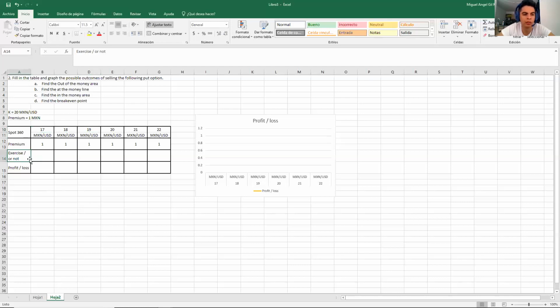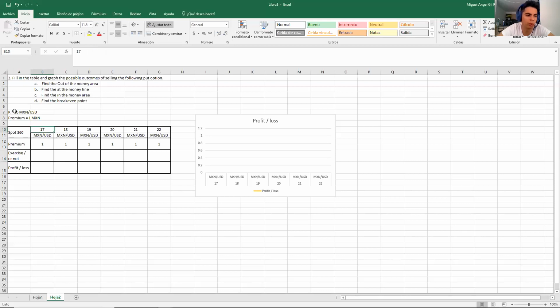And here, if that person exercises, I need to account for the difference. And if that person doesn't exercise, I write down a 0. So let's begin with this problem. So exercise or not at 17. The market is paying 17 pesos per dollar. Do you think that the person will use the option and sell the dollar at 20 with me, or sell the dollar at 17 in the market? I think that person will use the option and sell the dollar with me because I am paying more than the market. So I need to account for the difference.